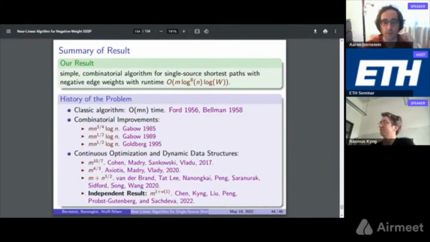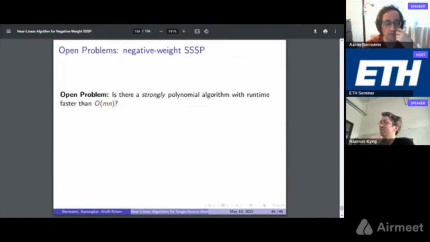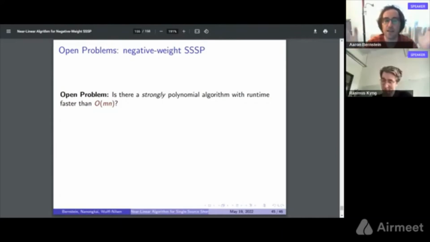So let's talk about open problems. First I'll talk about open problems specifically in negative weight SSSP. There is a really big open problem, which I have absolutely no idea how to even approach, which is that all of these algorithms are scaling algorithms. If you want a strongly polynomial algorithm, the best is Bellman-Ford from the 50s, and no one has any idea how to do better, I think. So that is a big open problem. I don't know if there might also be conditional lower bounds suggesting this is not possible. I'm not sure.